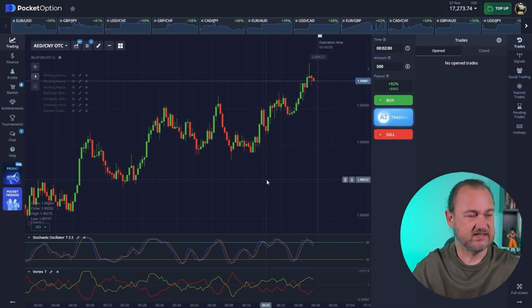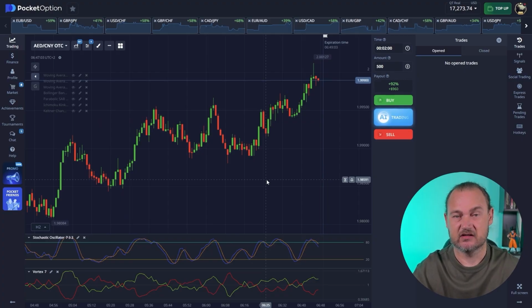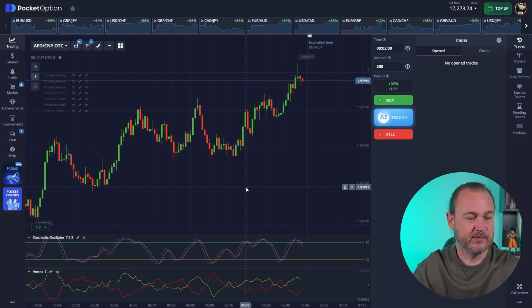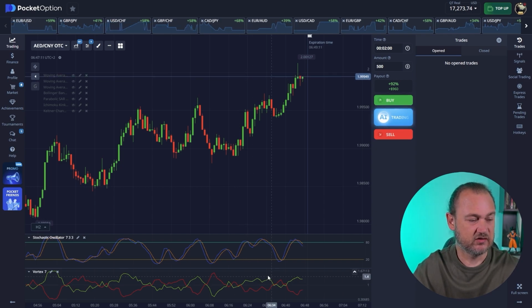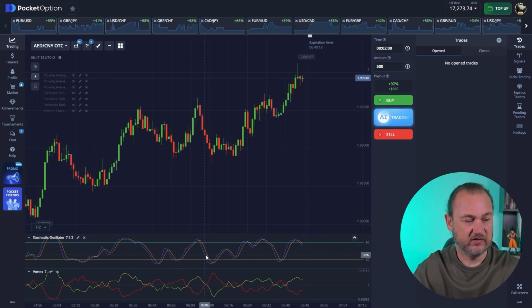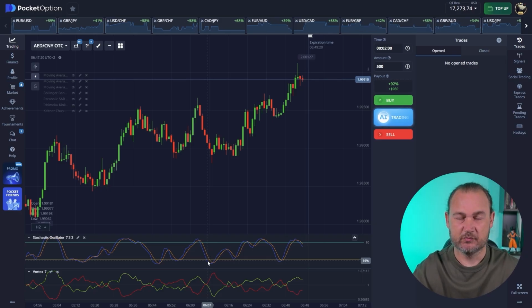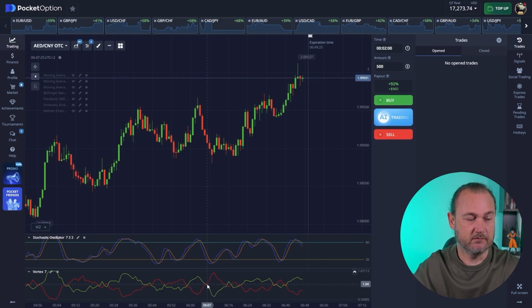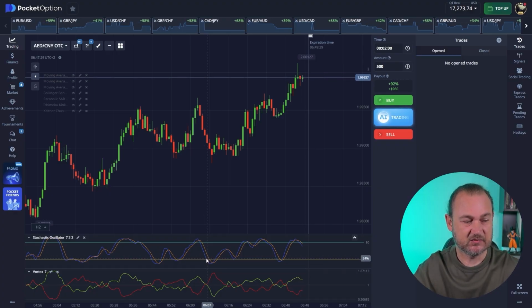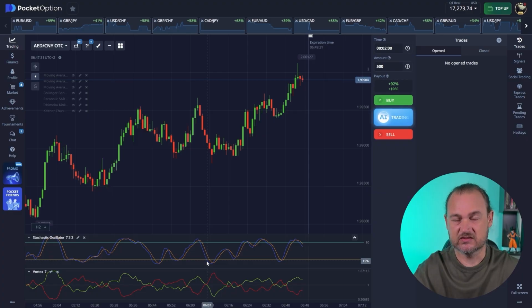Okay, so now we can see that we've got a very fast stochastic and a very fast vortex on our chart. What we're going to do is look for crossovers, bullish and bearish crossovers on the vortex, and then see if this coincides with the stochastic moving into the oversold or overbought zone, depending on which crossover we have. So if we have a bearish crossover on the vortex, as we have here, we can see that the stochastic at the same time has started moving into the oversold zone.